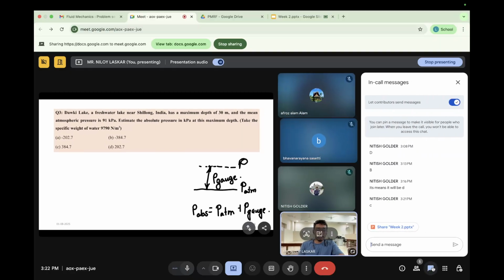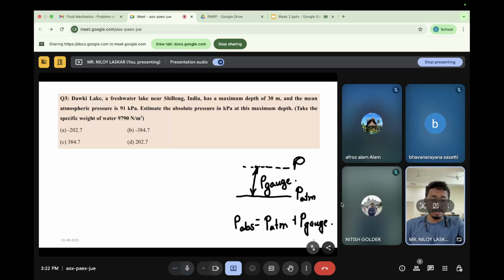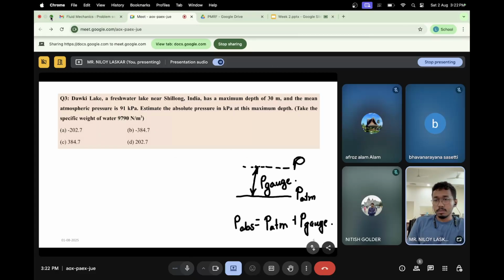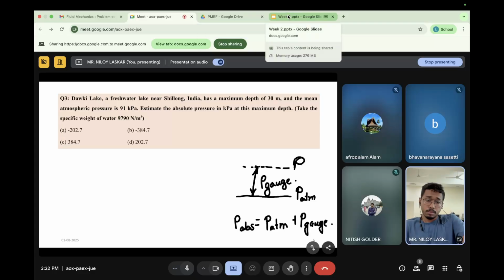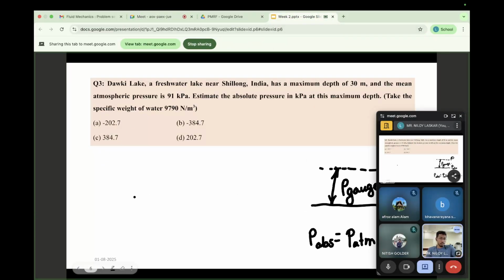Okay, Mr. Nitish has answered option C. So others, please try. Okay, I'm solving it.